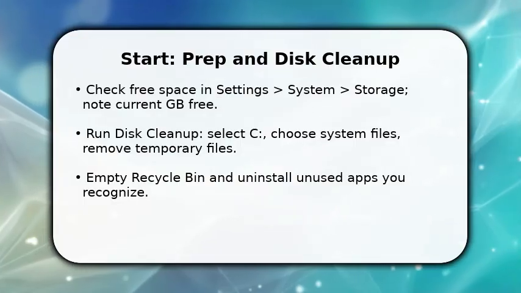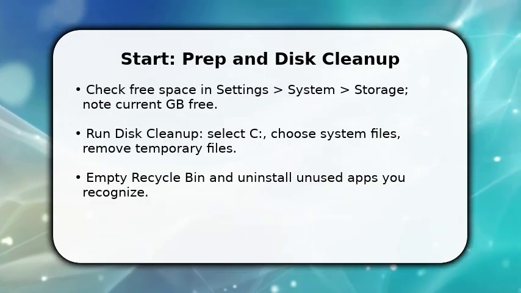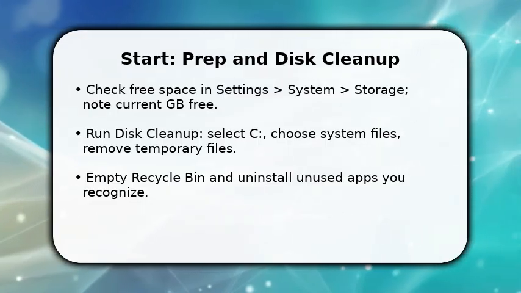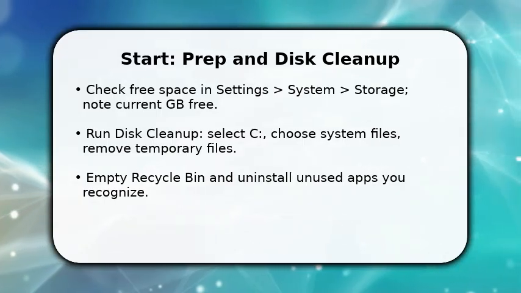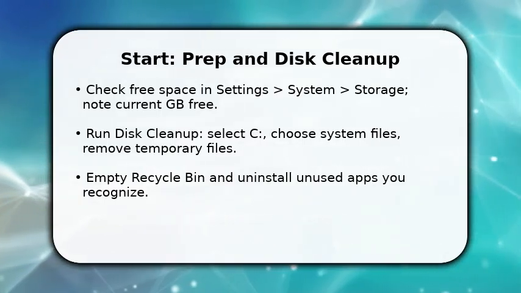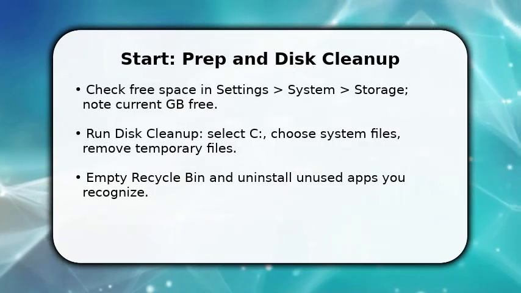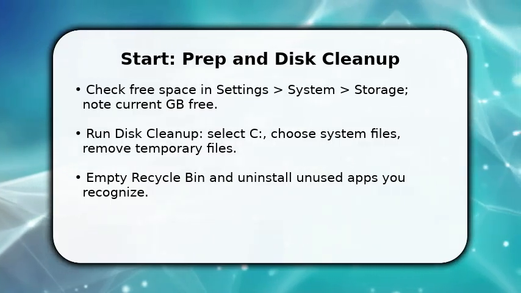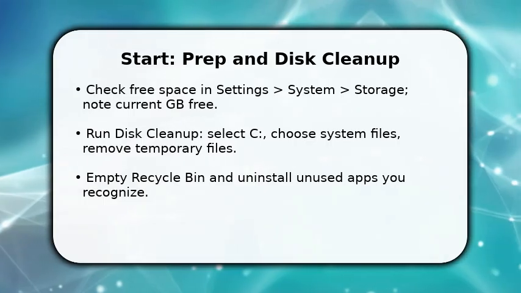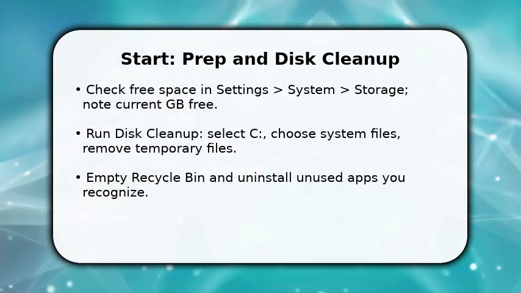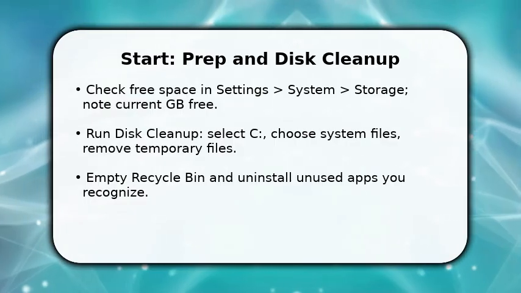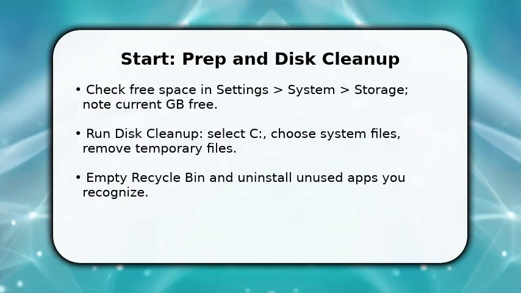You begin by confirming prerequisites. Make sure you have admin rights and note how much free space you currently have. Open Settings, System, Storage to record baseline GB. Then run Disk Cleanup on C and include system files. This removes temporary and update cache quickly. Once done, empty the Recycle Bin and uninstall apps you no longer use. Doing these first steps frees immediate space and prevents wasted effort on deeper tools later.